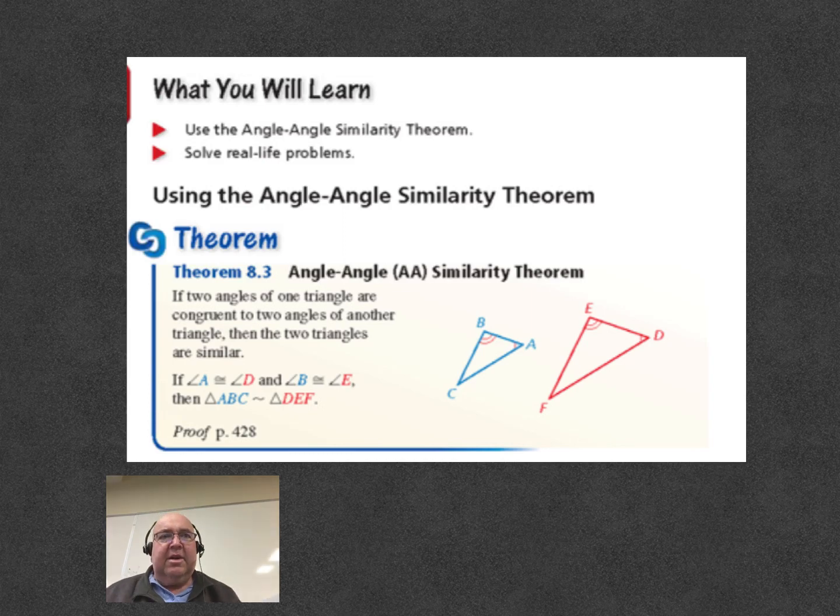Okay, we're going to be proving that triangles are similar based upon having two angles that are similar, corresponding angles. So this is going to be the angle-angle similarity theorem. Let's look at example 1.